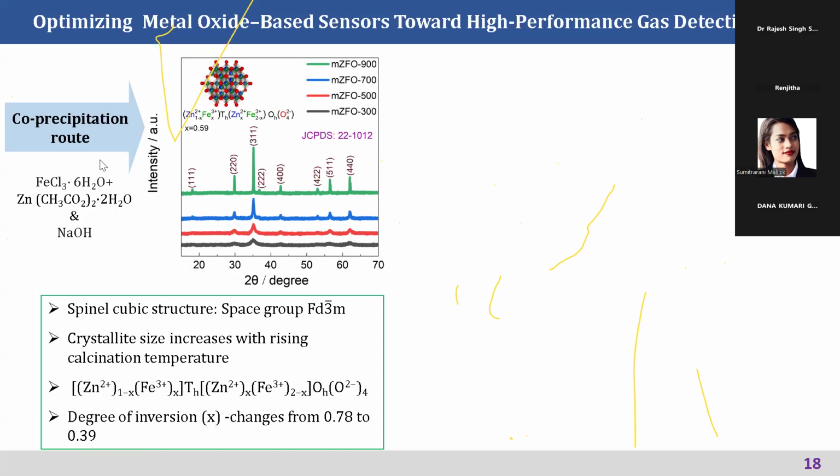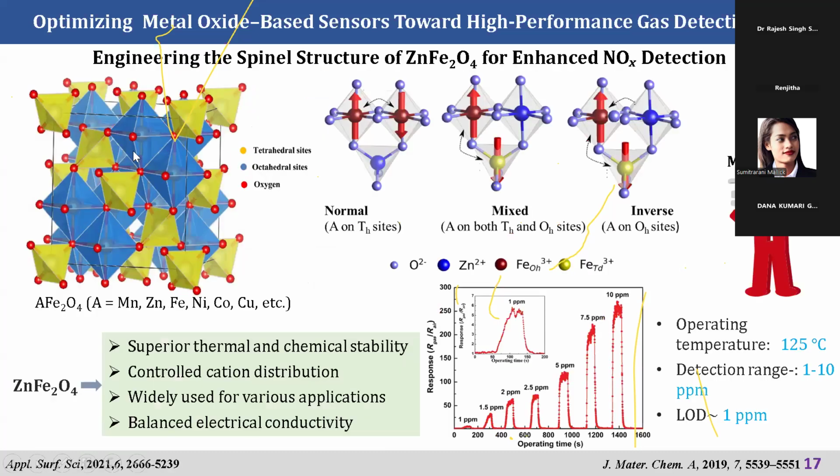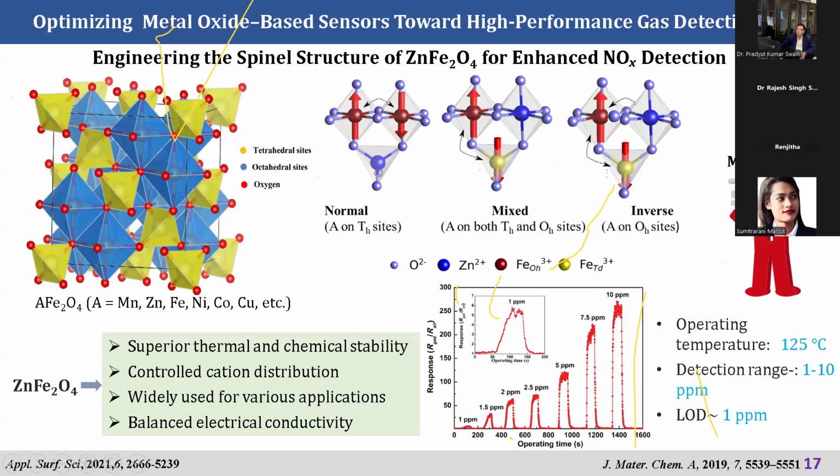So what it means is, if you see the structure, the Fe ions and zinc ions are sitting at different places. Here, the Fe ions are mostly occupying the octahedral site, and the zinc ions occupy the tetrahedral site, that is the yellow one. The zinc ions are sitting there.